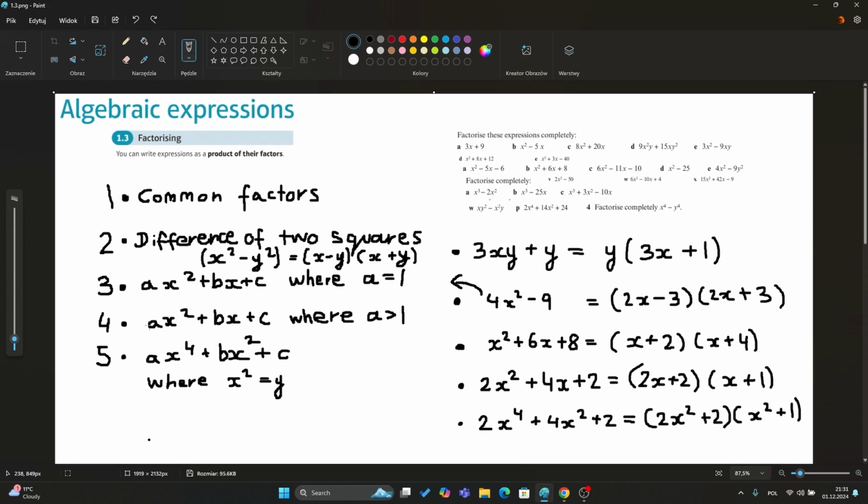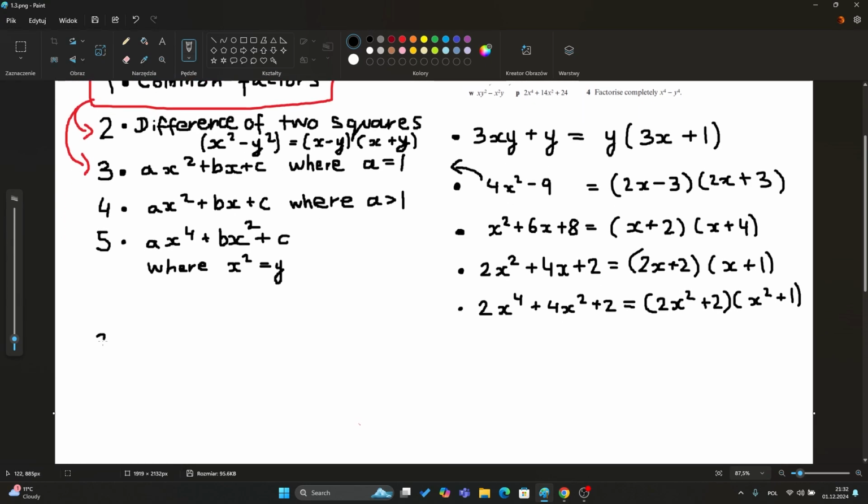But no matter what factorizing it is, we always look at the common factors. Always. Always common factors. And then we can figure out if it's ax squared plus bx plus c, or if it is difference of two squares.